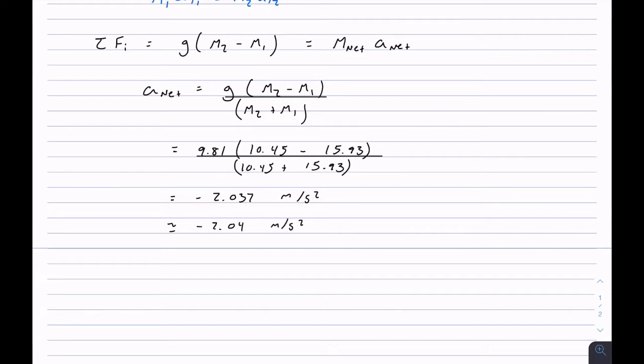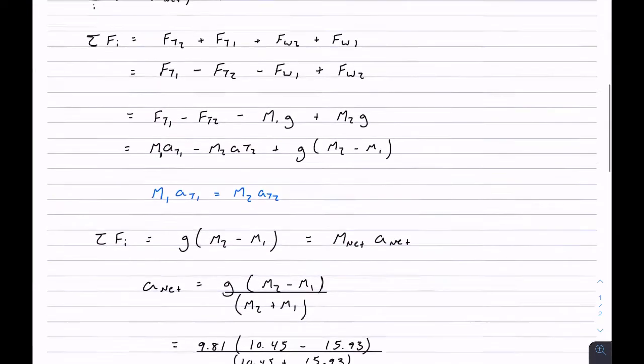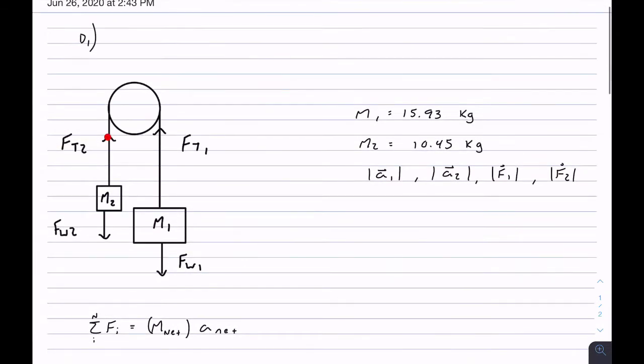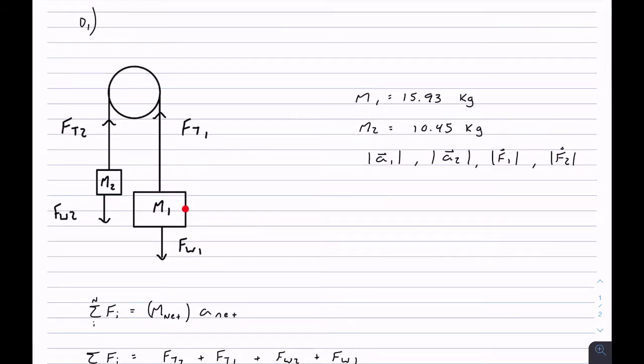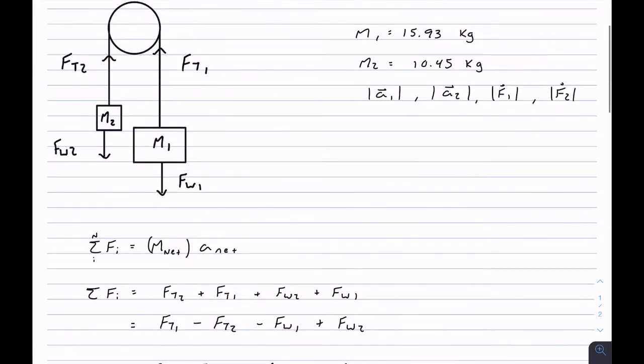Now let's note that this has come out negative, so we just want to check to make sure that this is going in the right direction. So this is a negative 2.04 meters per second squared. So we go up to our diagram, we know that these two things are going to cancel out. We know that m1 is heavier than m2 by comparing the weight forces. We're given the values, right? So m1 is a higher value than m2, so this is going to go downwards. So this is going to go this way.